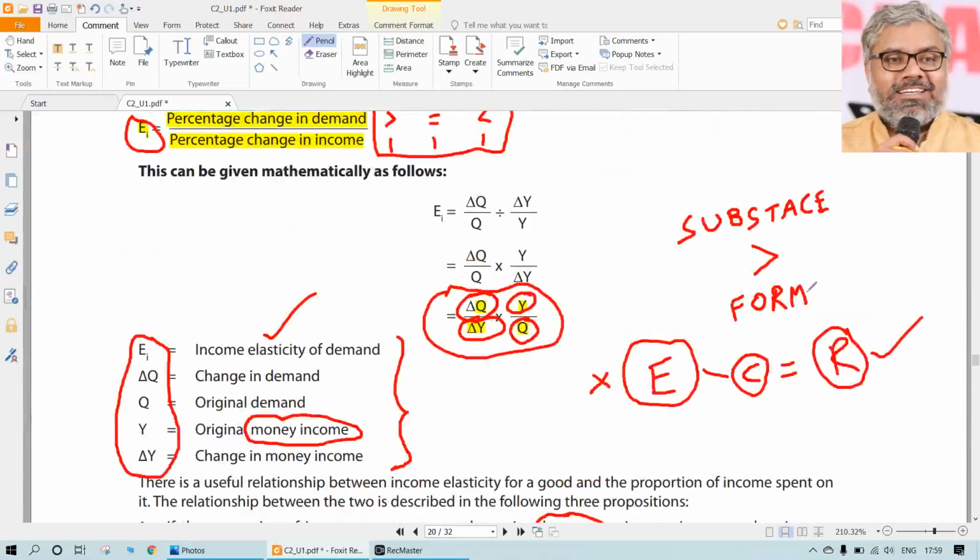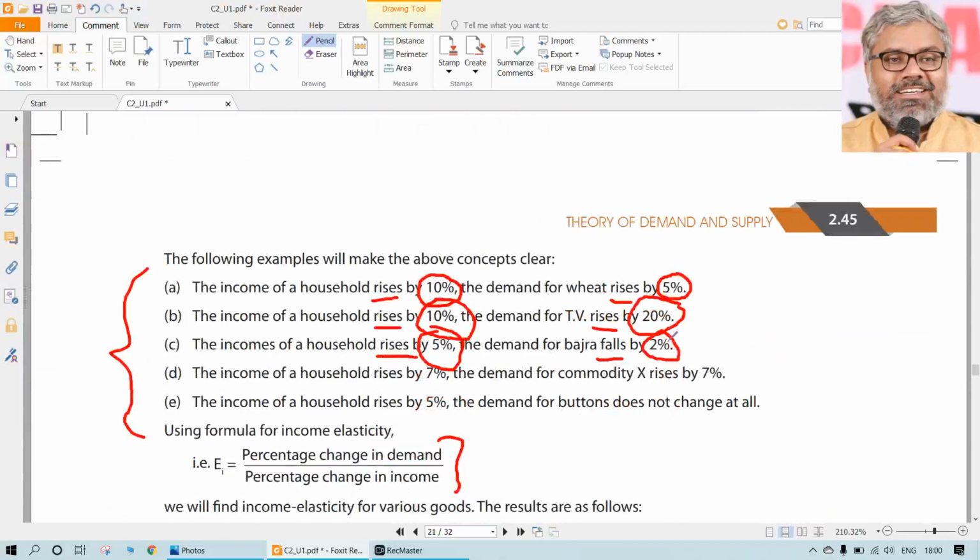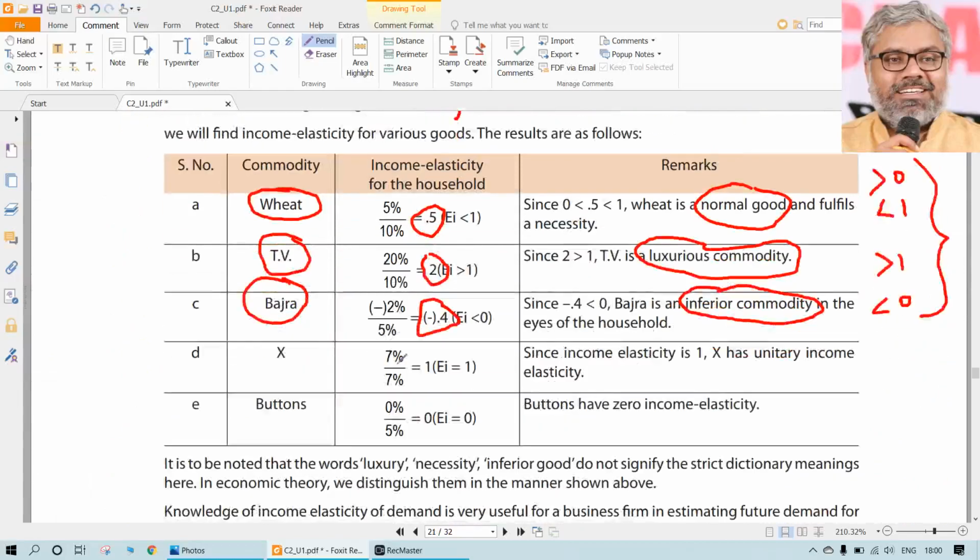What should you be focusing on? Substance, not on the form. Generally, form is what people are interested in. That is the danger that should be avoided. Substance is what we should be interested in. Right? So anyway, this is the third category of commodities.